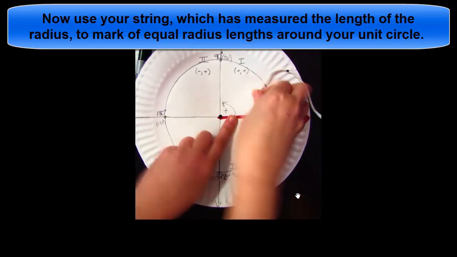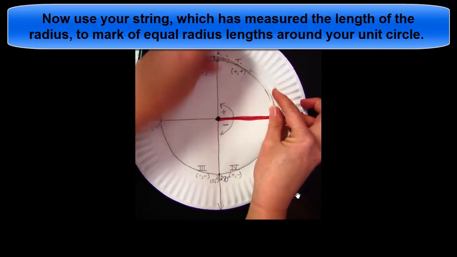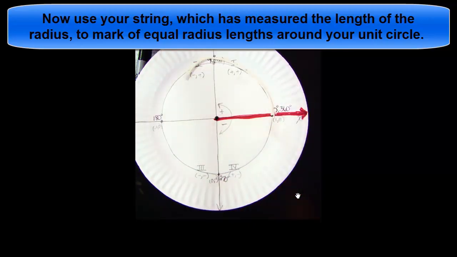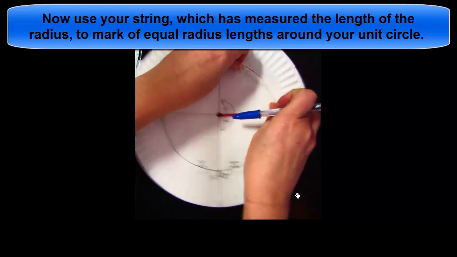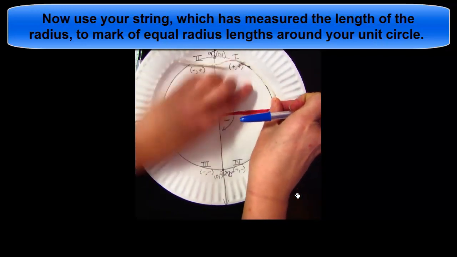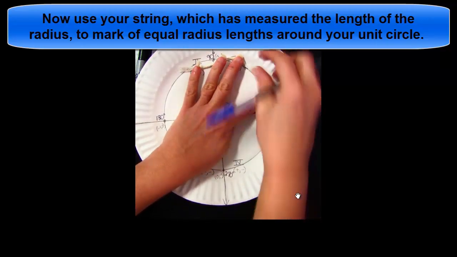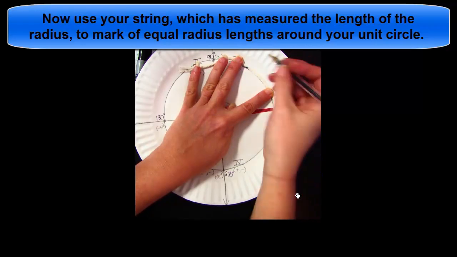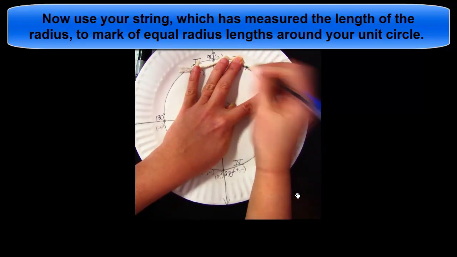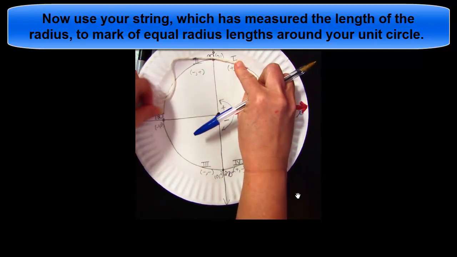Now, because we can't really measure curves well, we use the string and we wrap it around our unit circle to continue to measure that radius length. So notice I wrap the string, put one end on the point (1, 0), and wrap the string and make a mark where I see my radius length mark. Again, keeping in mind the whole time that a radian is when the radius equals the arc.